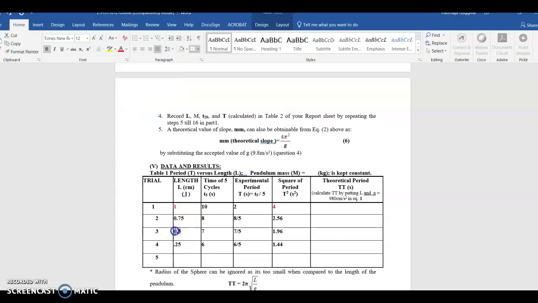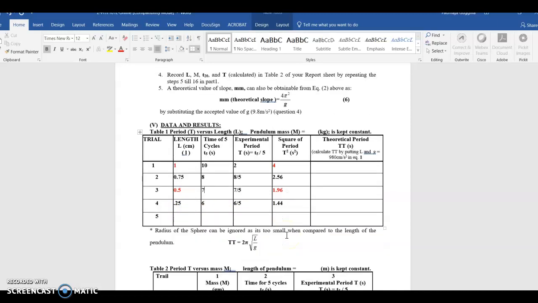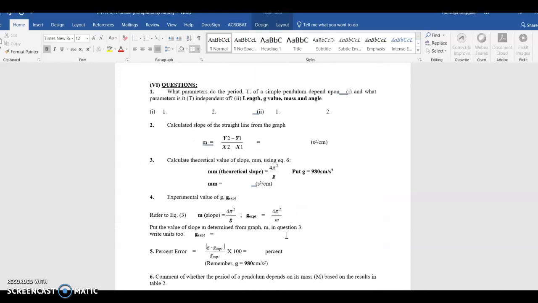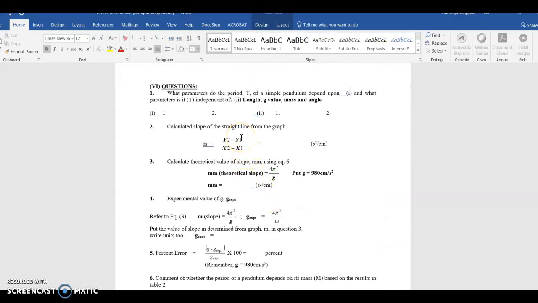And then I'm going to pick this one as x2 and this as my y2. Okay, I'm going to find the slope. So my points are 1, 4, and 0.5, 1.96. So those are my x1, y1 and x2, y2. Okay, so I'm going to do the math right here in order to find the slope of that graph, which we are going to get right there.